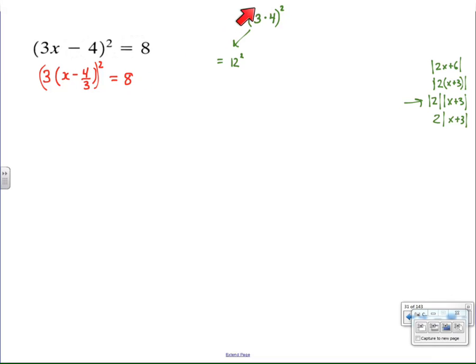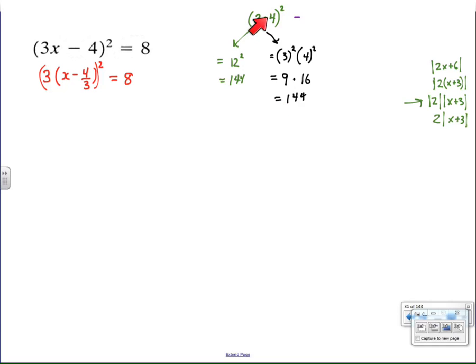Now I just want to see what happens when you square a product, because if I take 3 times 4 squared, I know that 3 times 4 is 12, so this is 12 squared, which is 144. And my question is, would that be the same as if I took 3 squared times 4 squared? In other words, can I distribute the square into the product? Is the square of a product equal to the product of the squares? Let's find out. 3 squared is 9, 4 squared is 16, 9 times 16 equals 144. So this gave me the same result.